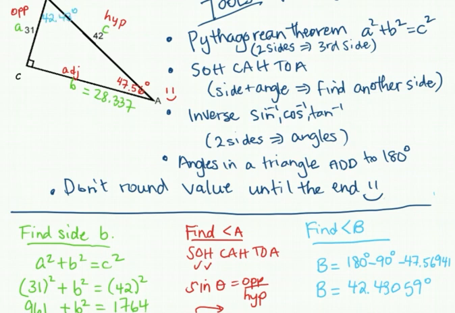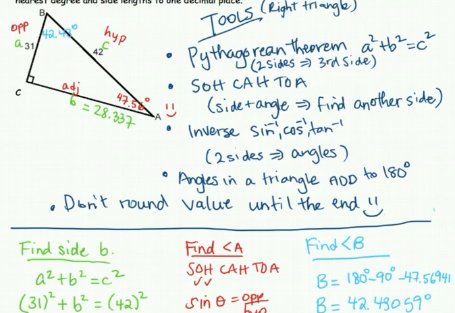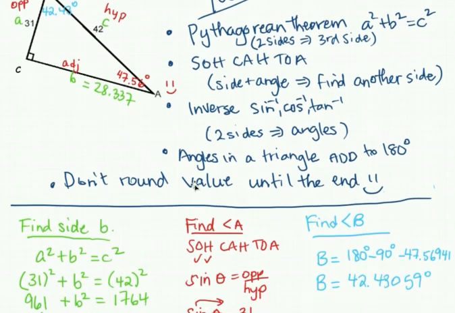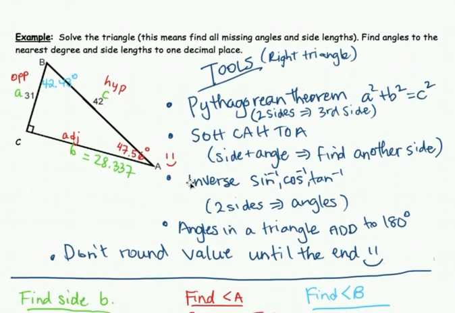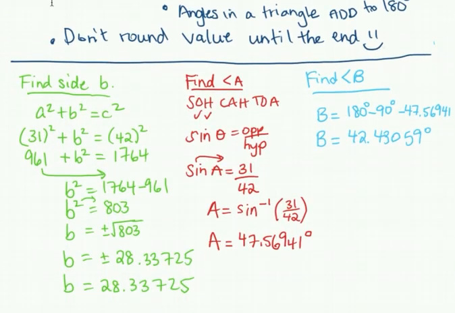Okay, so we found all the things that we're missing. We found angle A, angle B, and side little b, or side AC. Okay, so we found the three things. So we have now solved the triangle. So you want to make a therefore statement here. And at this point, you can round the values.